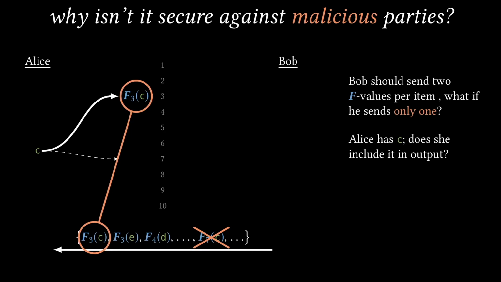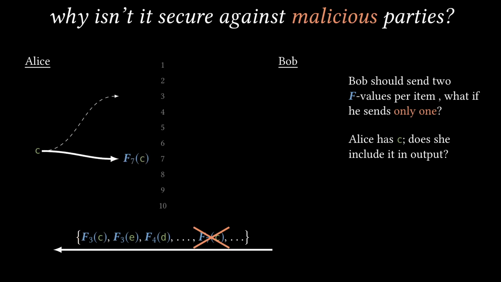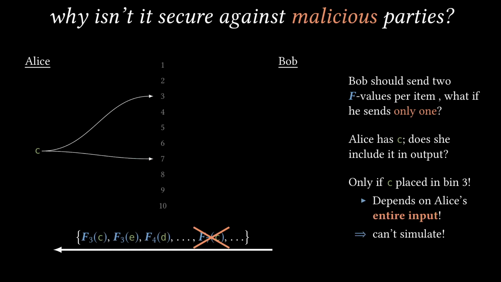But remember, she's also allowed to place item C into bin number 7. And in that case, she would learn F_7 of C. Since Bob doesn't send F_7 of C, Alice will not consider C to be part of the intersection. So in summary, she only includes C in the PSI output if she happens to place it in bin number 3. But Alice's placement of item C into bins 3 or 7 depends on all of her other input items. Depending on what other items she has, it might even be impossible for her to place item C into bin 3, for example. And because of this issue, there's no way to simulate Bob's behavior in the ideal world.